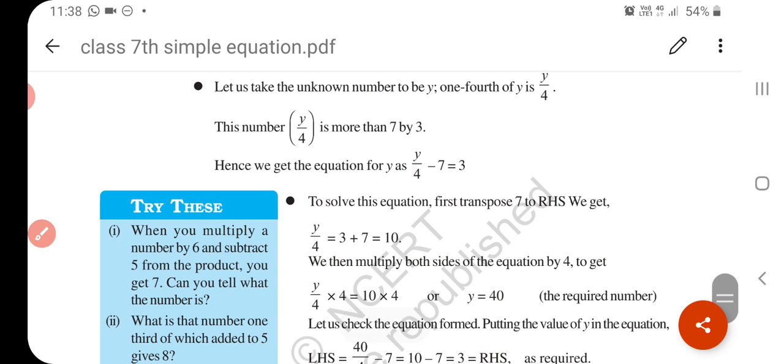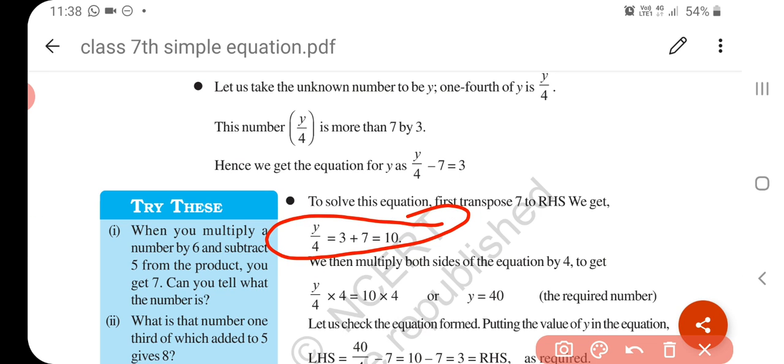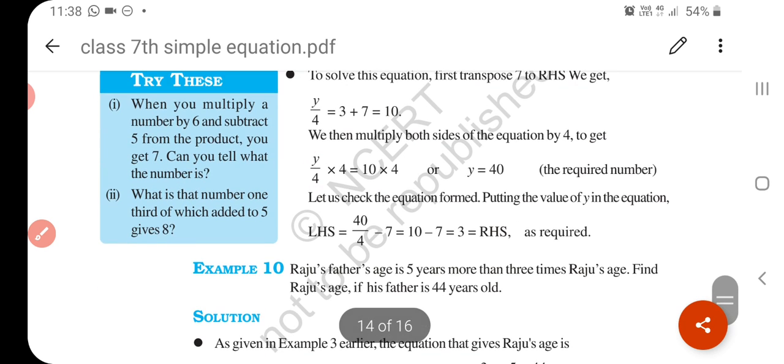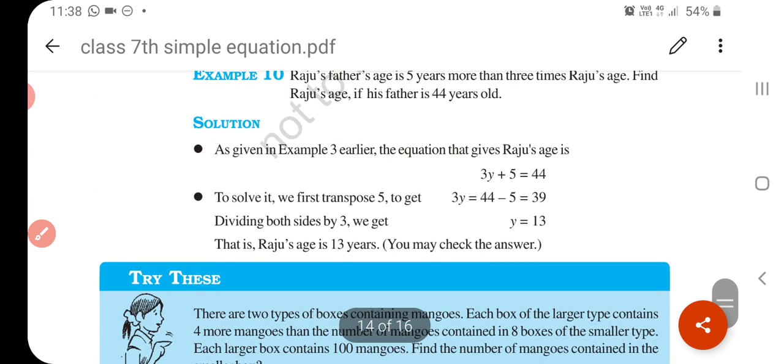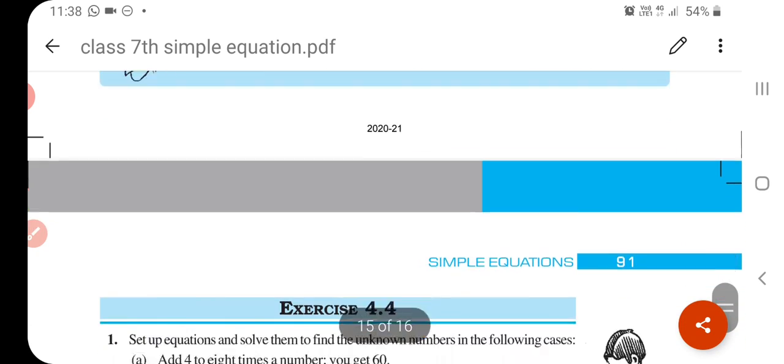This is your answer. Okay, y by 4 is equal to 3 plus 7 means y by 4 is equal to 10, and then here 4 is in division, so you have to multiply it on the RHS and your answer is 40. Understand? This type you have to solve questions.